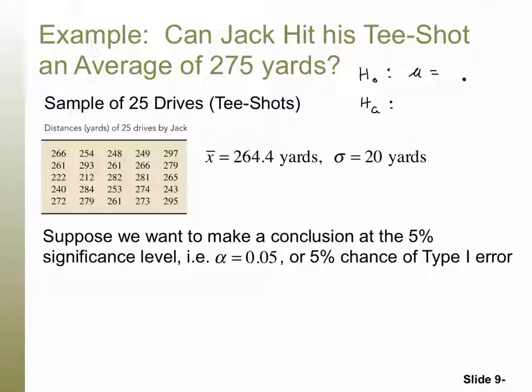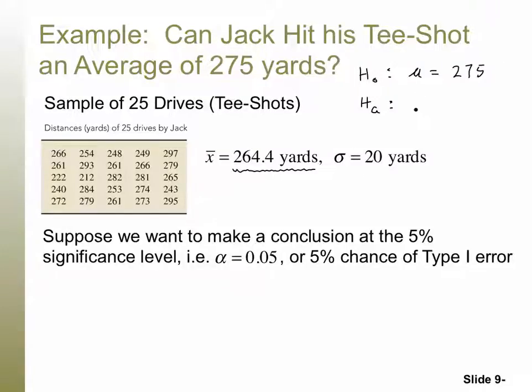So should this be 275 or 264.4? The null hypothesis. Jack is claiming he can hit his tee shot 275. He hits 25 drives and gets that sample mean. So is our null hypothesis that he can hit it 264.4 yards on average? No, we already know he can do that. He just did it, right? We know he can do 264. What we don't know is 275. That's what he's claiming. So our null hypothesis is that he hits his drives an average of 275 yards.